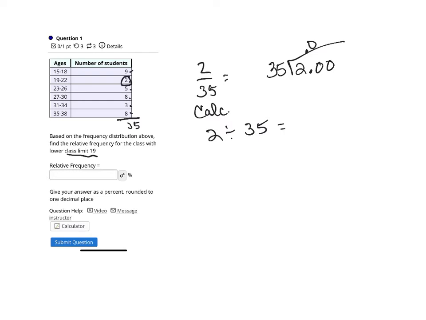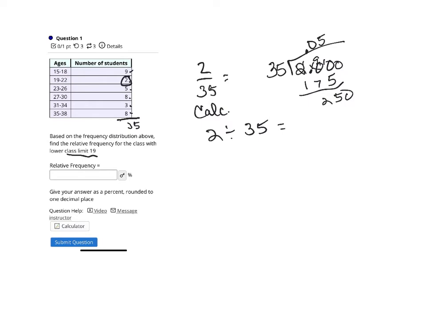So 200, 35 will go into 200, let's say 5 times. 6 would be too much. So 5 times 5 is 25. Carry the 2, that's 17, 175. Subtract that. And that gives us 25. Bring down another 0.